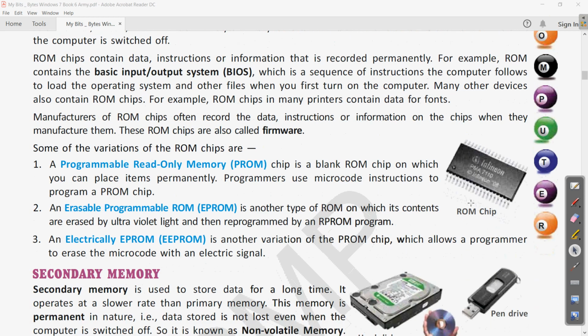So we have to write the difference between PROM and EPROM. It is very easy. Here you can write directly that PROM, write the full form as well, that PROM is the programmable read-only memory and is a blank ROM chip on which you can place items permanently. Clear? Programmers use microcode instructions to program a PROM chip. Clear? You can write in sentence only. There is no need to write in point wise.